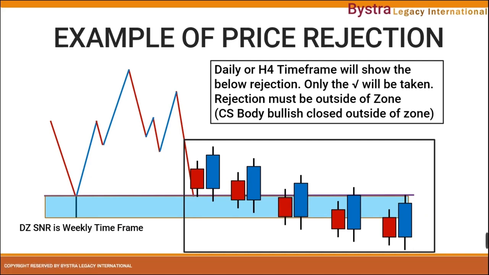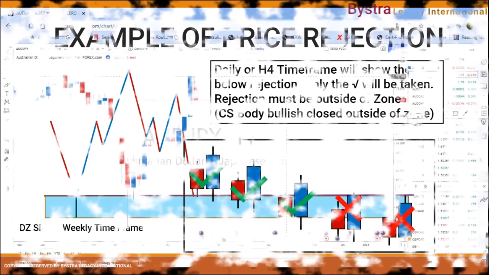Have you marked it? Okay, let's look at the result now. These 3, yes, can be the confirmation of the rejection, and it is acceptable, and these 2 are not at all. Please guys, any time the price doesn't close the candlestick outside of the zone, it is very, very high risk, and this one is definitely not. All right, so have you got the answer right? If you do, then it is very good.